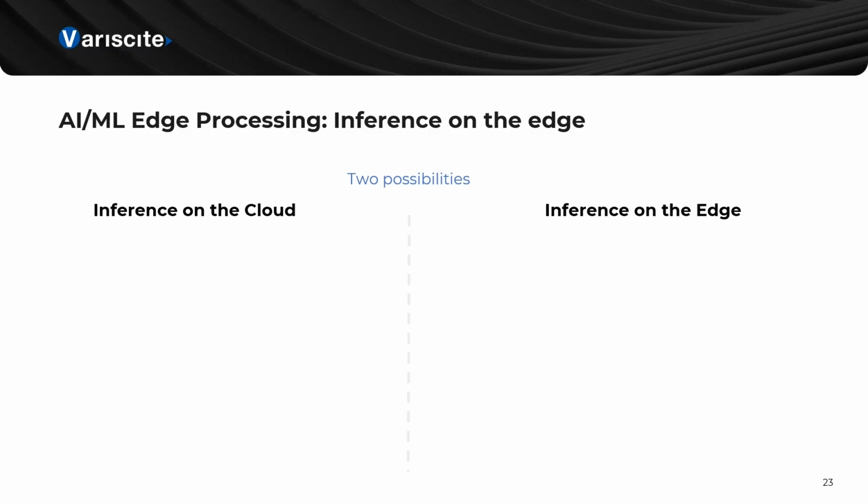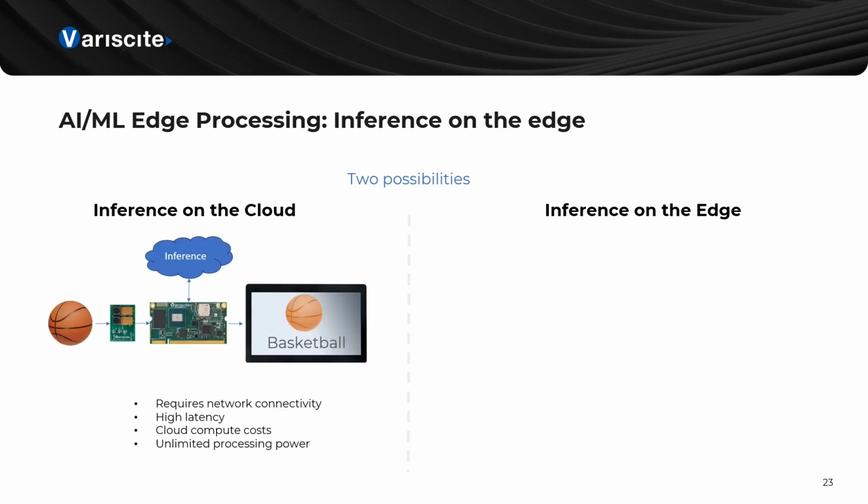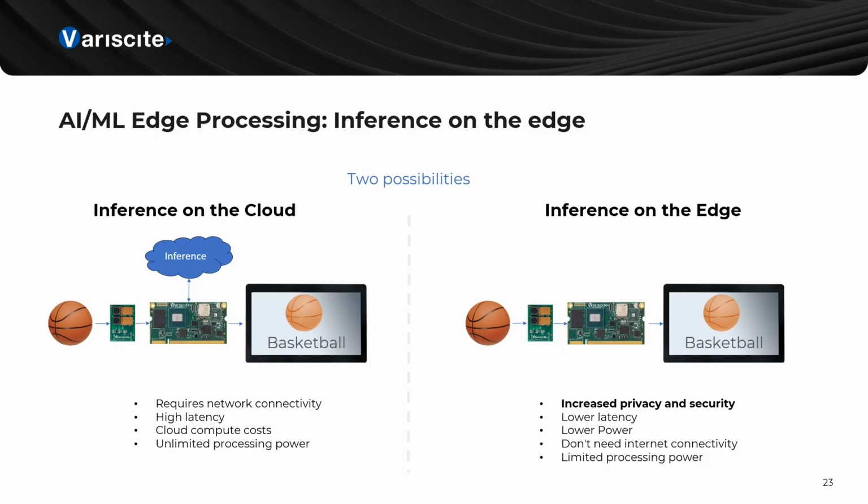On this slide, we're going to look at two examples where a camera takes a picture of a basketball and displays on the screen that it's a basketball. On the left, the picture is sent to a cloud, which performs the inference. The main advantage of using the cloud is that it has unlimited computing power. However, this means your application must have a network connection, might experience higher latency, and will incur cloud compute and maintenance costs. On the right, the inference is done using the NPU on a Variscite SoM.